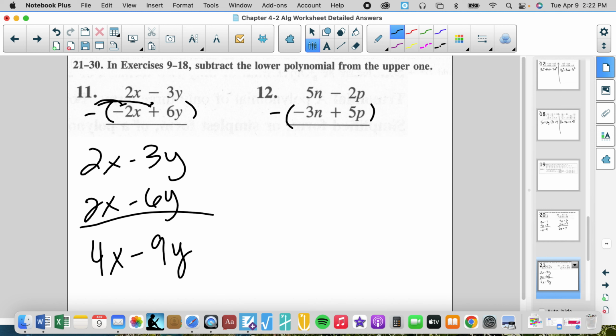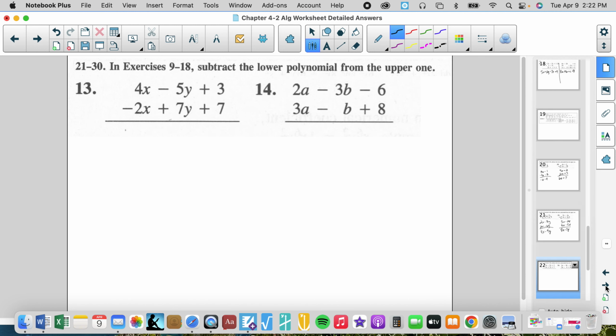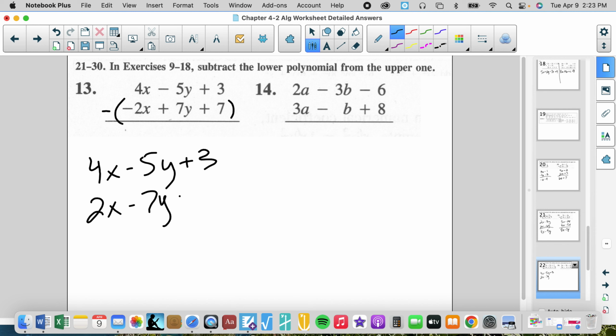So if we subtract that, each of the signs in the bottom one is going to change. Negative 3n is now positive 3n. Positive 5p is negative 5p. And that's 8n plus minus 7p. I feel like that's the easiest way to do these problems, is you take a second to rewrite it and just make it so much easier.